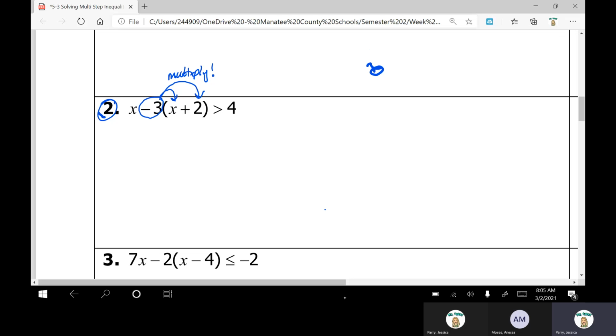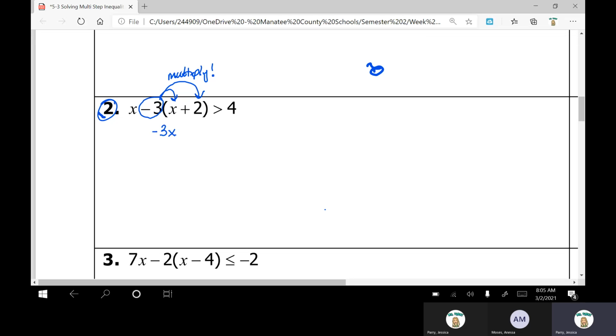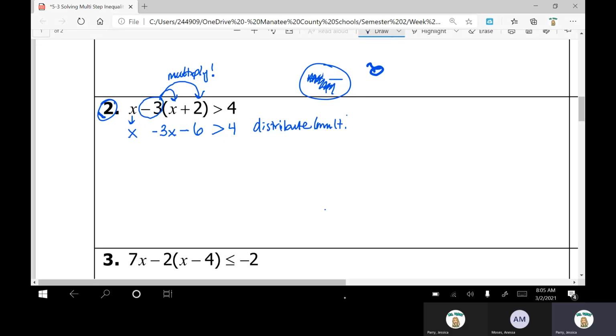-3 times x is just -3x. And then our next term, the one that's further away, -3 times +2. We have a negative times a positive, which is a negative, and then 3 times 2 is 6. Okay, I'm just going to copy down everything else, bring down the x, bring down the inequality sign, and the 4. Okay, so all we did was distribute.